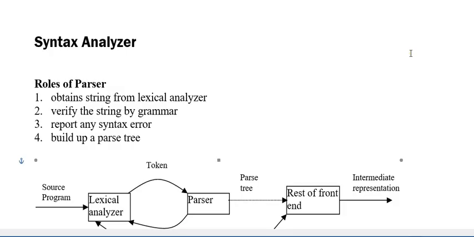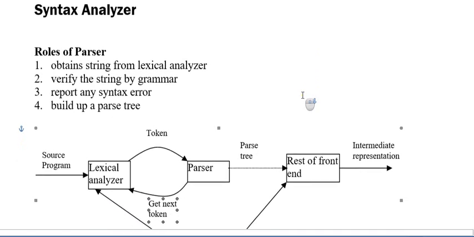Hello everyone. We are in the compiler designing series and today we will discuss the syntax analyzer, which is the second phase of compiler design. The work of the syntax analyzer is to generate a parse tree. Now moving on to the important questions.